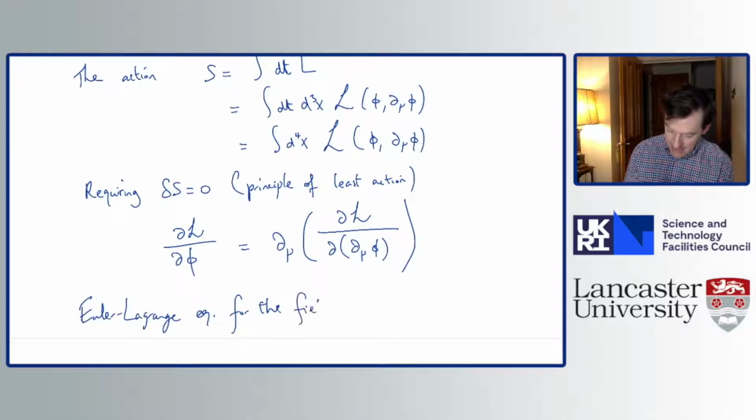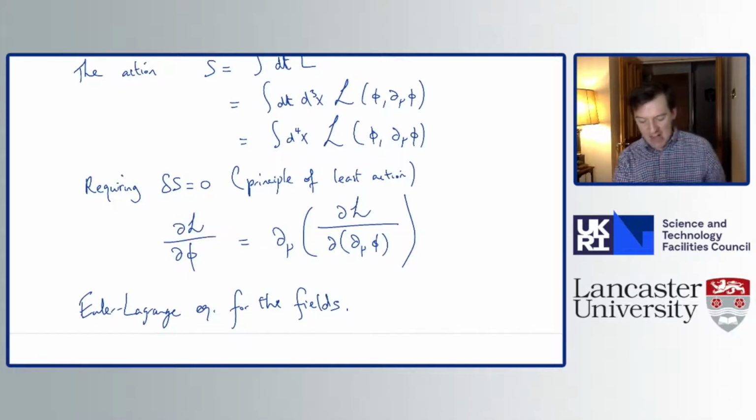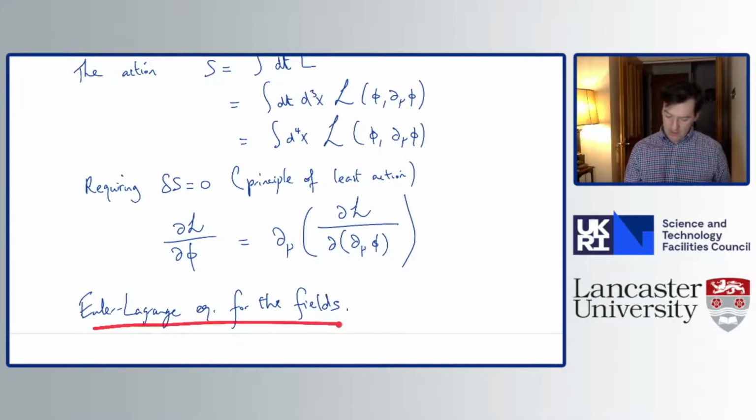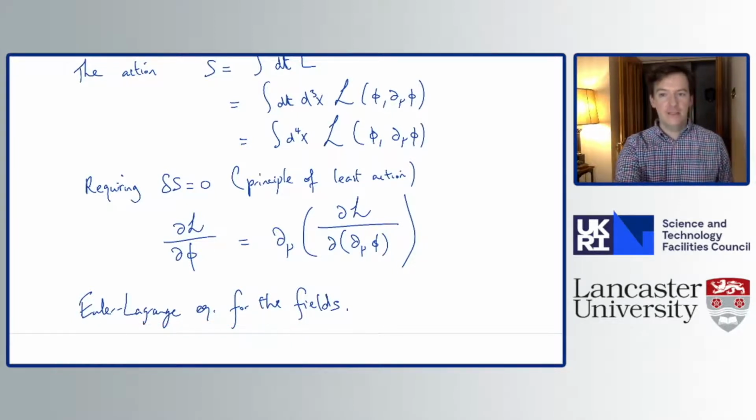In this example, it's the Lagrange density, this curly L, which enters, and rather than doing partial derivatives with respect to coordinates, we're now doing partial derivatives with respect to the field and with respect to the derivatives of the fields. So next we'll go on and look at an example of using this Euler-Lagrange equation in a specific case.